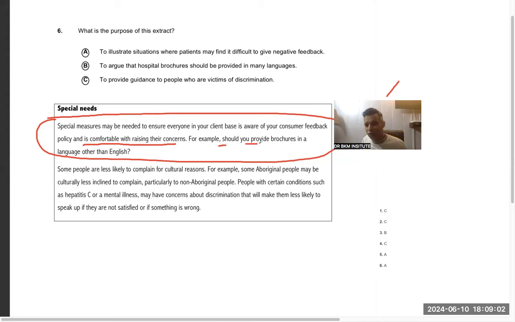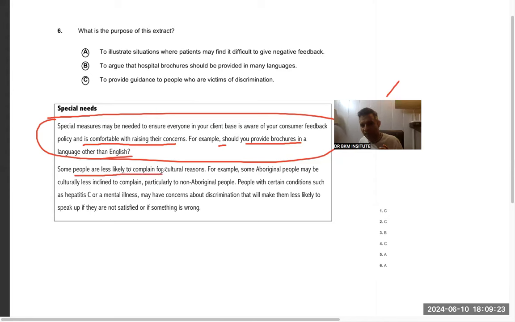For example, should you provide brochures in English? That means there is a question. Should you provide a brochure in a language other than English? That means if the patient is French, then you give the information in French, you give the brochures. That is a question. Then they are talking about other examples.